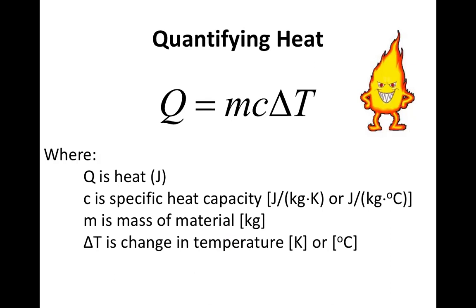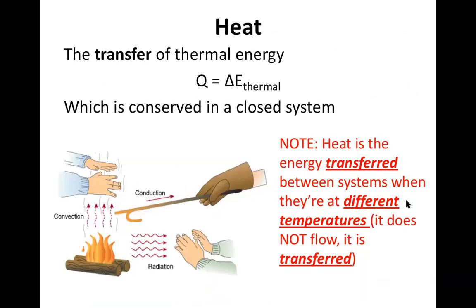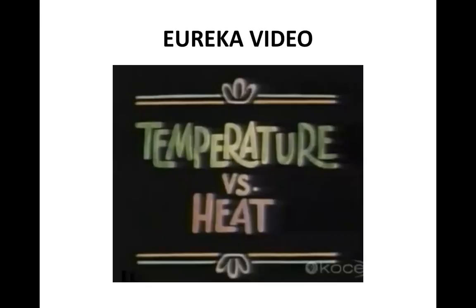If we put all of these factors together in the formula for quantifying heat, Q equals mc delta T. So Q is heat in joules, it's a scalar quantity. M is mass of the material in kilograms. C is our new quantity that we're going to talk a lot more about, and it's called specific heat capacity. So this is a physical property. It's a constant for a substance at a certain state, and it's joules per kilogram Kelvin or joules per kilogram degrees Celsius.